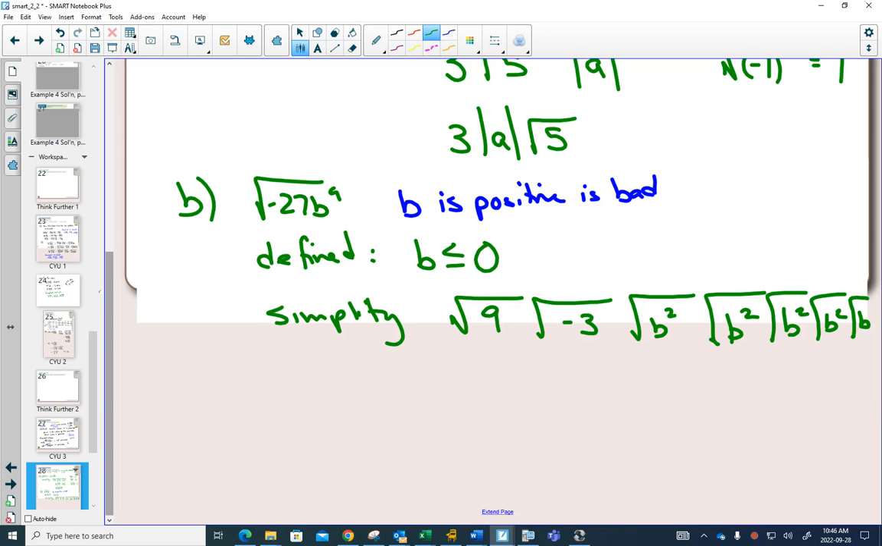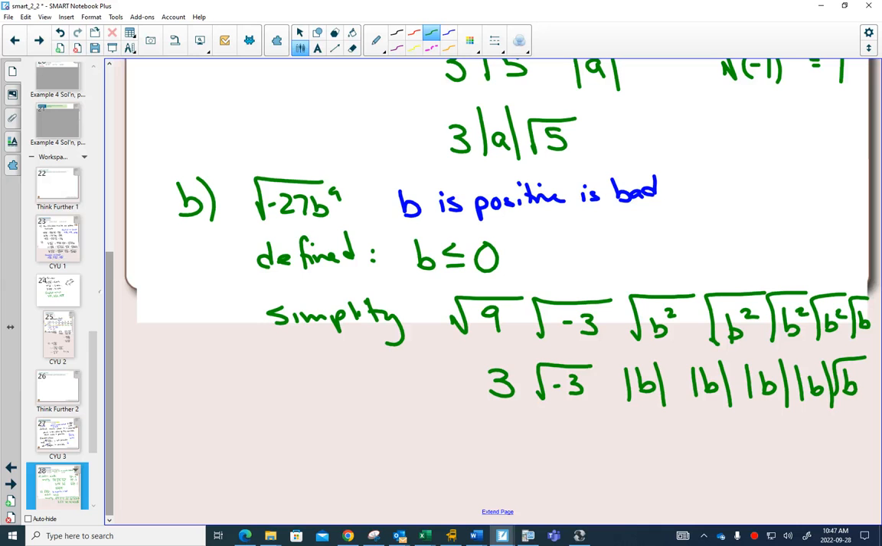Does that give you 9 of them? B squared, b squared, b squared, b squared, that's 8. One more, b, 9. That's option one. And then students would say, this is 3. This is negative root 3. This is absolute value of b, absolute value of b, absolute value of b, absolute value of b, and then left with the square root of b.